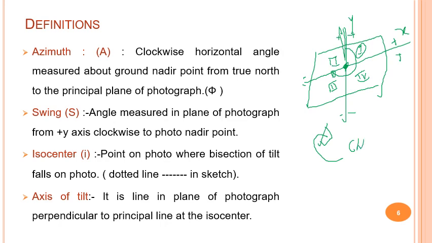Isocenter I: the point on the photo where the bisector of the tilt falls on the photo, the dotted line in the sketch. Axis of tilt: a line in the plane of the photograph perpendicular to the principal line at the isocenter.